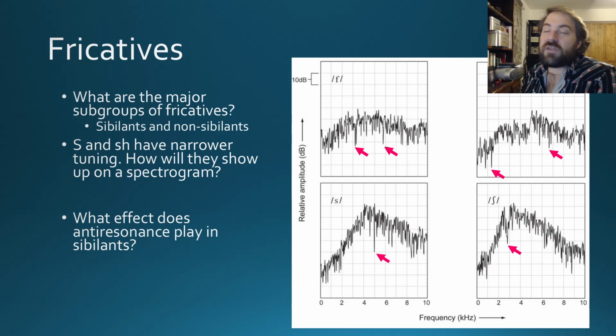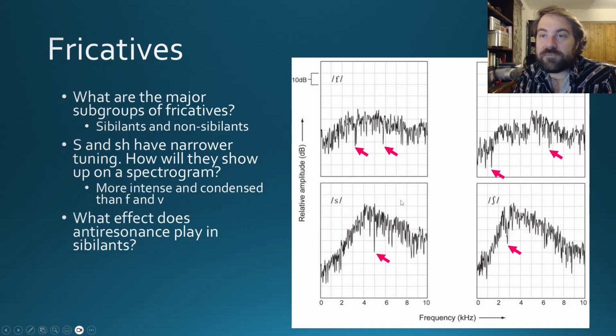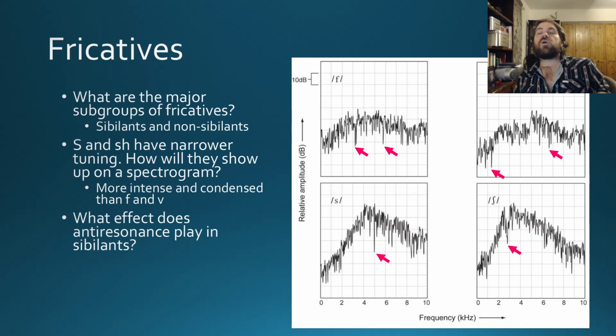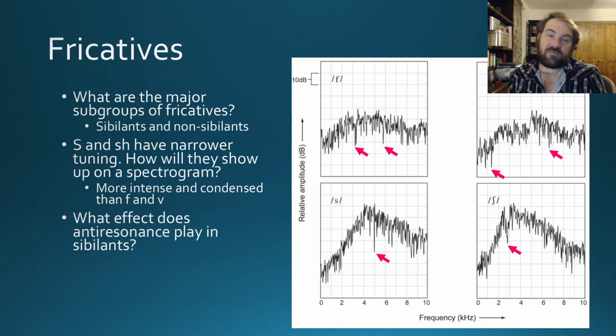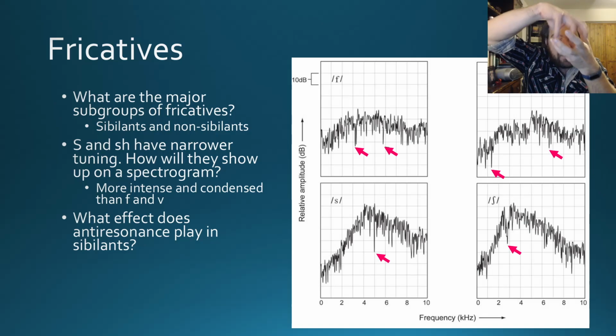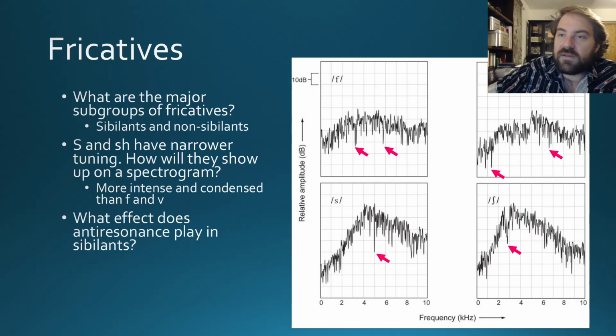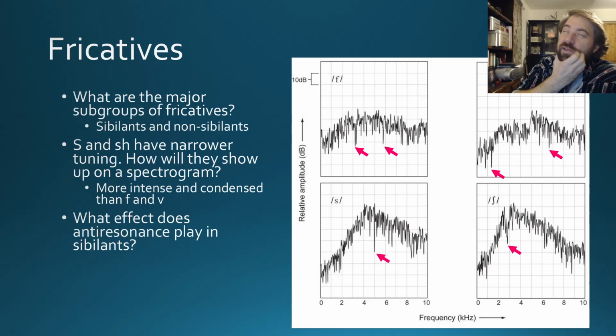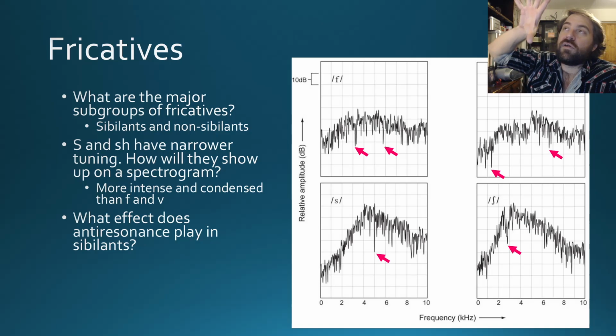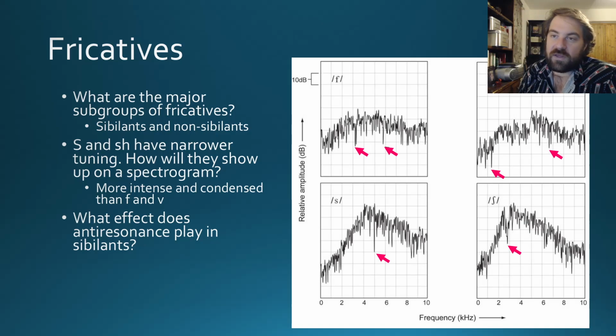S and SH have narrower tuning. You can see that here in this bottom graph. What does that look like in the spectrogram? It means that there's more intense and condensed energy than the F and the V. So it's louder, and then the energy is also condensed into one place. Not quite a formant. It's a lot wider than a formant, but it is a noticeable conglomeration of frequencies.